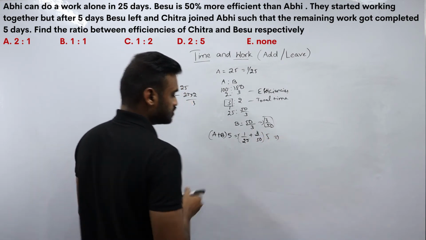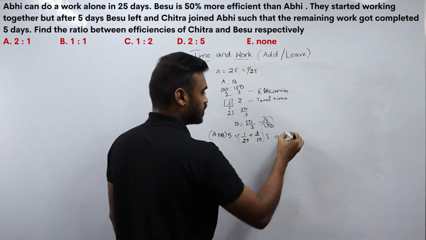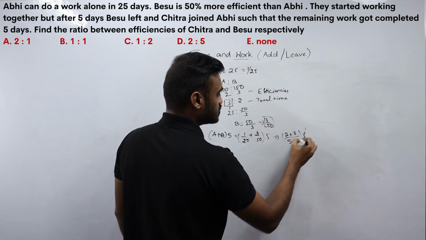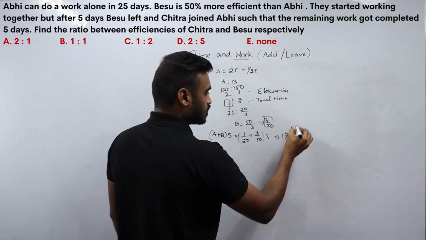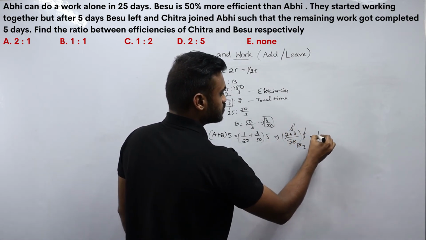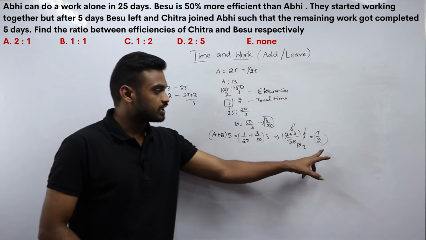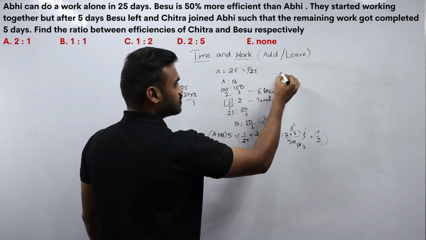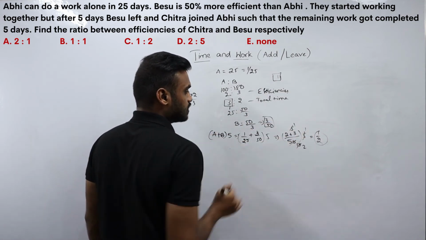Now the LCM of 25 and 50 is 50, and 1 by 25 becomes 2 by 50, plus 3 by 50. So 5 by 50 times 5, that is 5 by 2... I mean 2 plus 3 gives 5, so 5 ones are 5, 5 twos. So after working for 5 days, Abhi and Besu have completed 1 by 2 part of the work. The total work to be done is 1 part, so out of 1 part, 1 by 2 part of the work is completed.